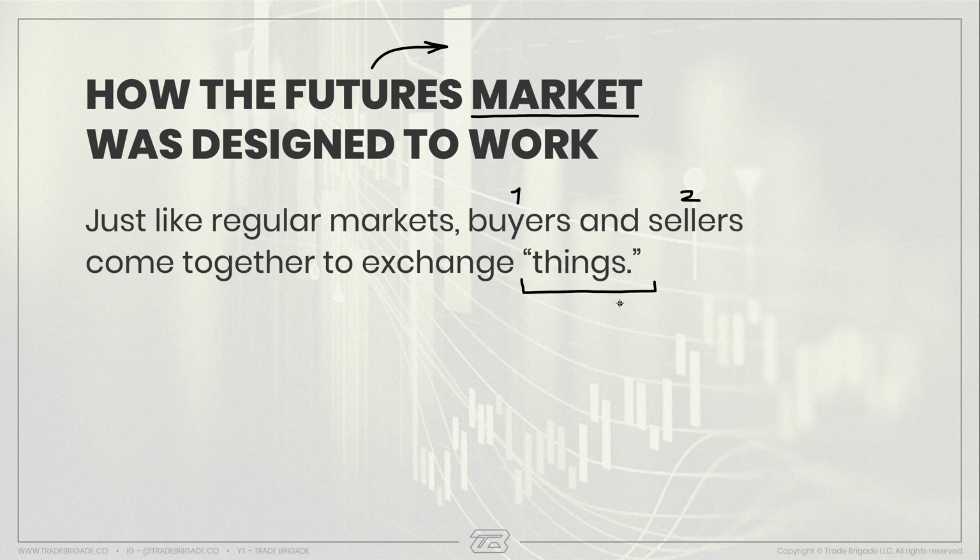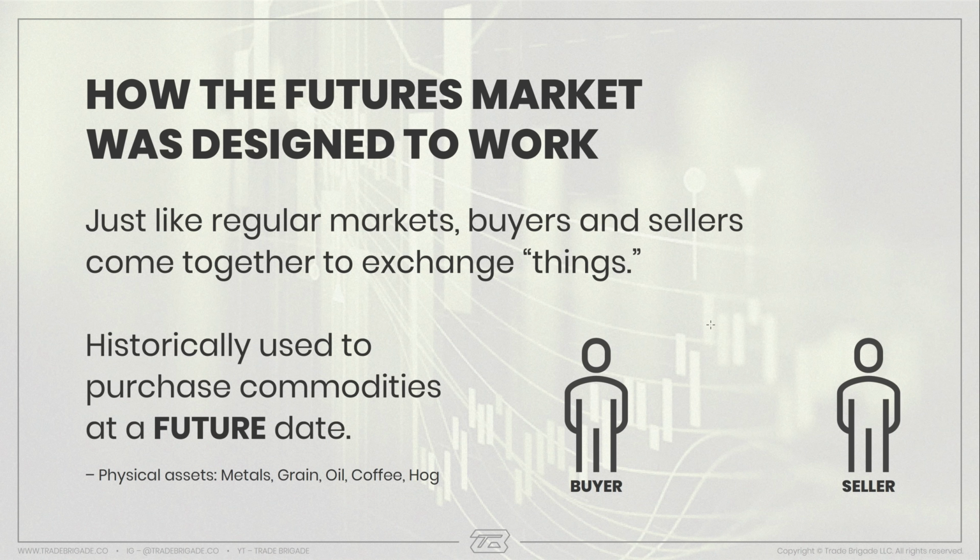But what are these things that we're exchanging on this marketplace? Well, historically, the futures market was designed to purchase commodities. A commodity, if you're unfamiliar with them, is a physical and raw asset that you can use to make other goods. So when we think of metals, we think of things like gold, silver, platinum, copper. If we think of grains, we can make food with grains. We have oil, gases, natural gas, all those different types of energy sources. There are other food items like coffee and hog.